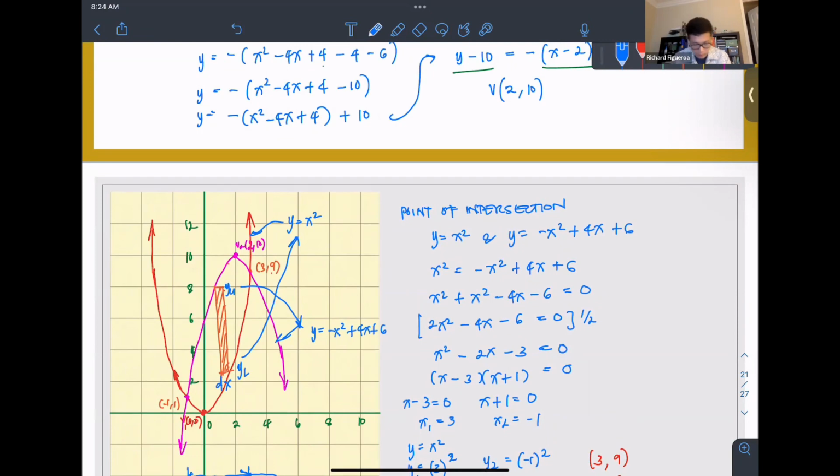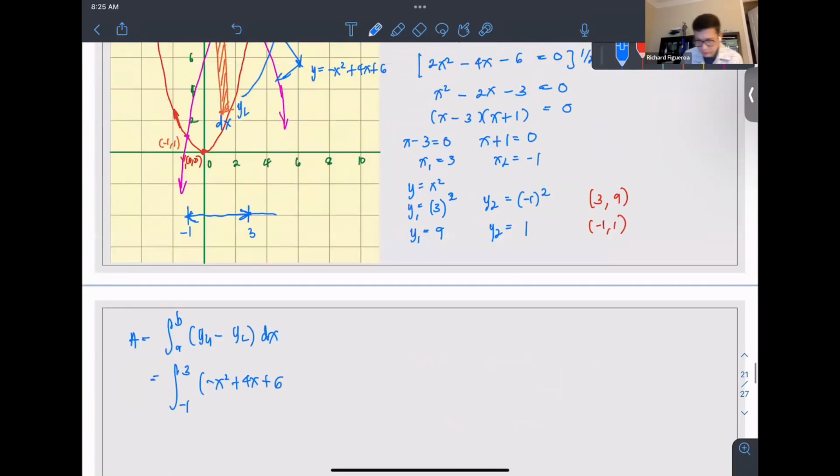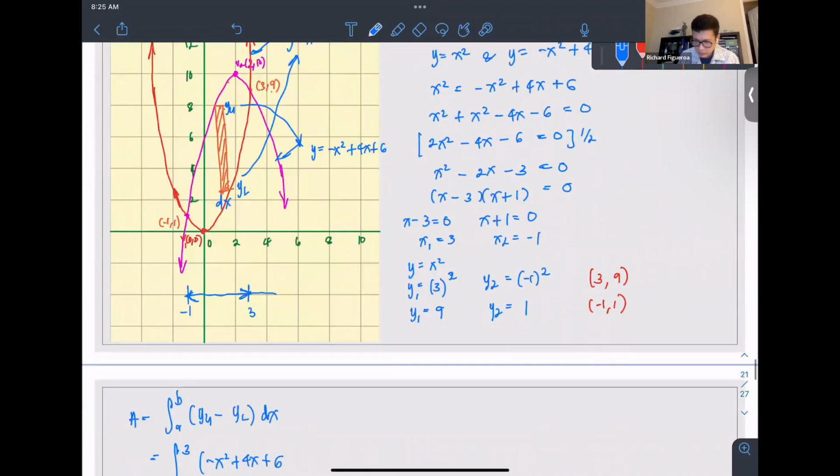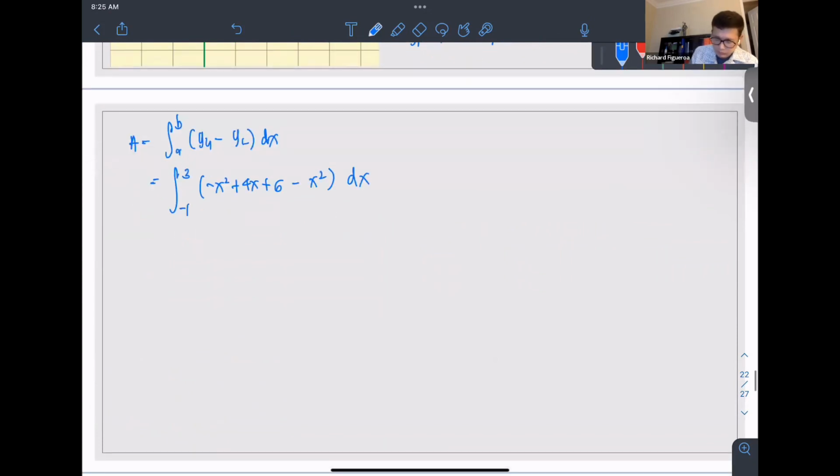So y upper is the pink curve, which is -x squared plus 4x plus 6. And then our y lower is minus x squared. So that makes it from -1 to +3, -2x squared plus 4x plus 6 dx.